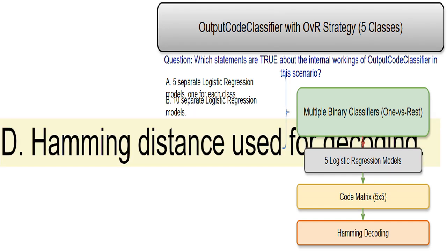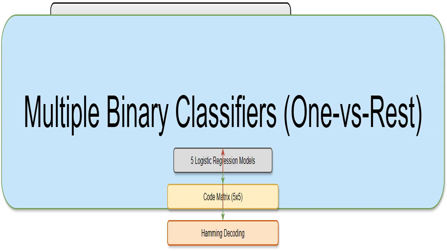This is the central question, Vamsi. It's asking us to think critically about what's happening inside the OutputCodeClassifier as it solves this problem using the settings we specified. This clarifies the 1 vs REST OVR strategy.